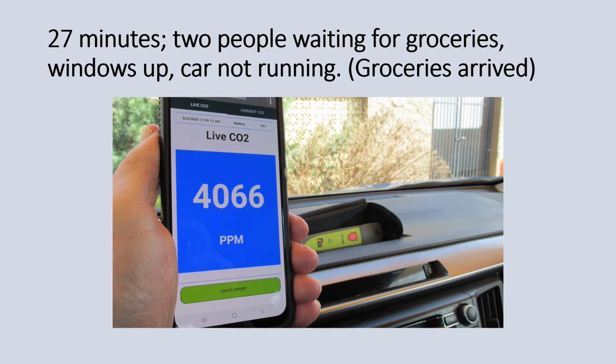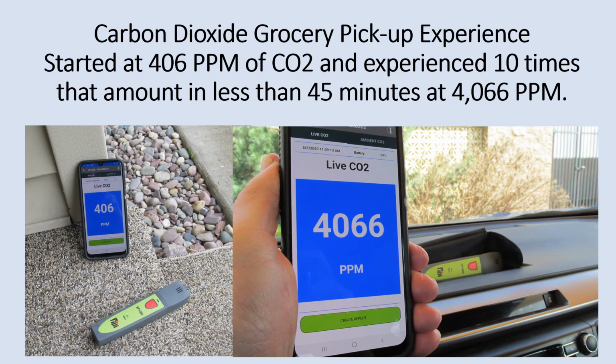So 27 minutes later, still, my wife and I inside our vehicle, the windows are still closed, the car's not running, we're at over 4,000 parts per million of CO2, and my wife and I are starting to yawn, and our groceries arrive. That was our little experimental trip of measurement of carbon dioxide to pick up groceries. We started at 406 parts per million of CO2, and we experienced 10 times that amount in less than 45 minutes.